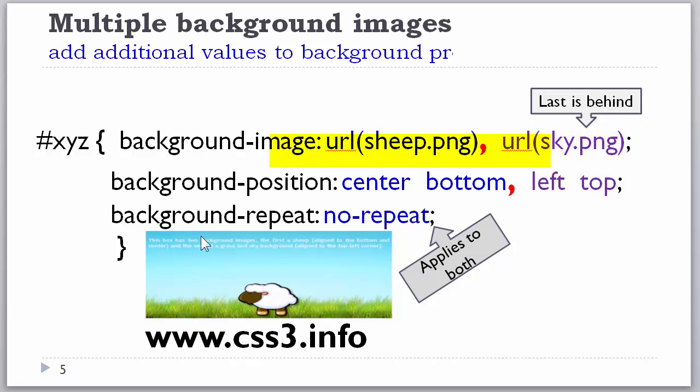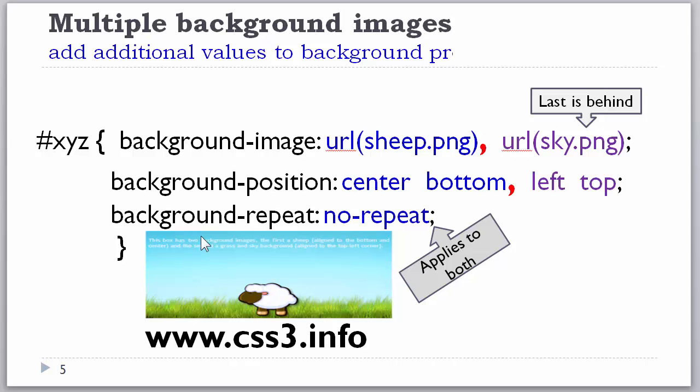For example, here we have the background position property set for the first image, which is a sheep, to center bottom. Notice the sheep is the foremost image. The second one is set to left top, which happens to be the default. Even if it is the default, you still need to put it. If you only have one value for a background position and you have two images, that value will apply to both, and that's not necessarily what we want.